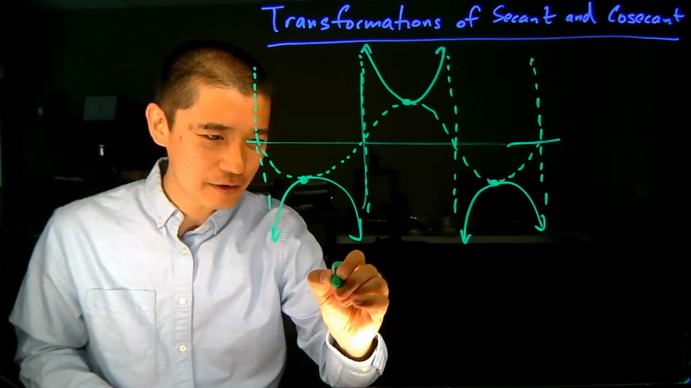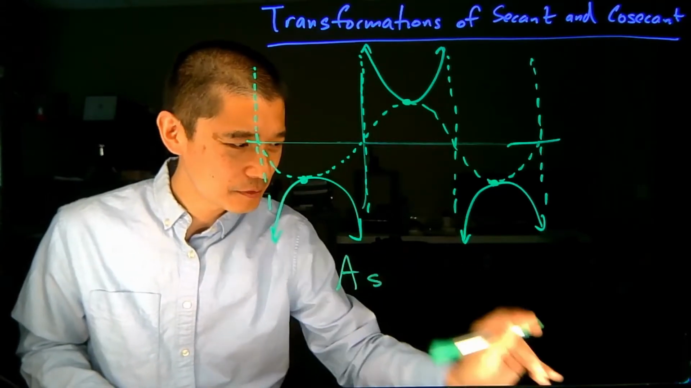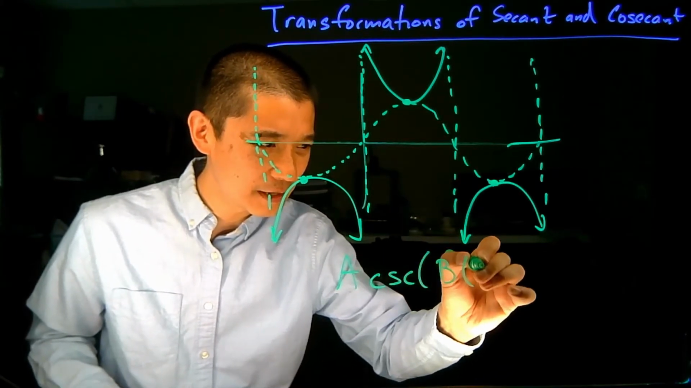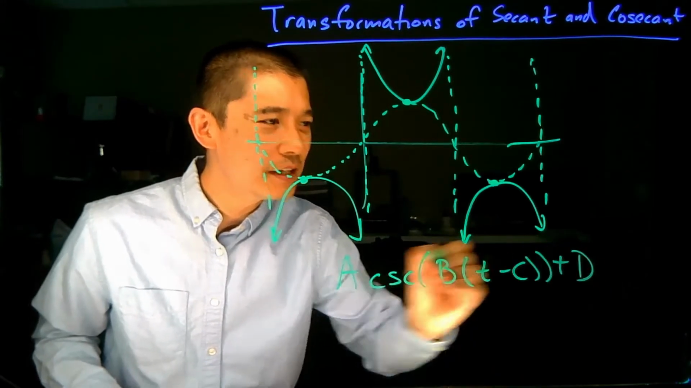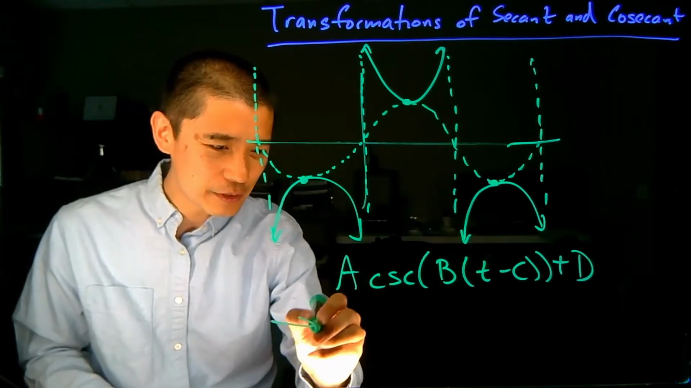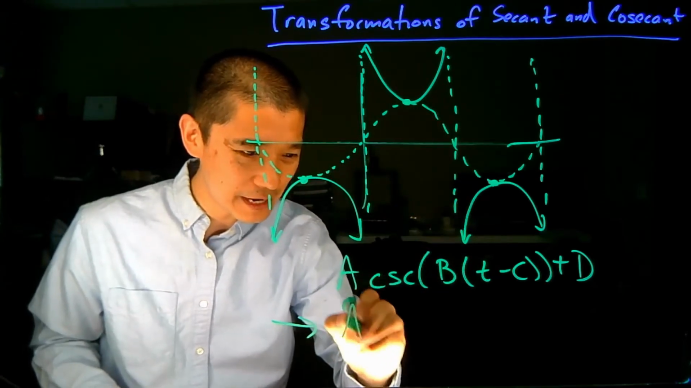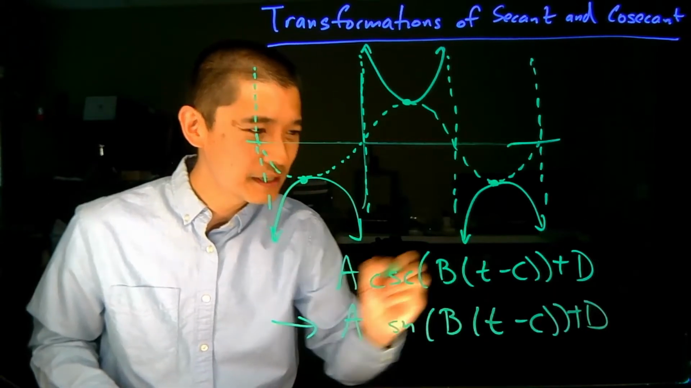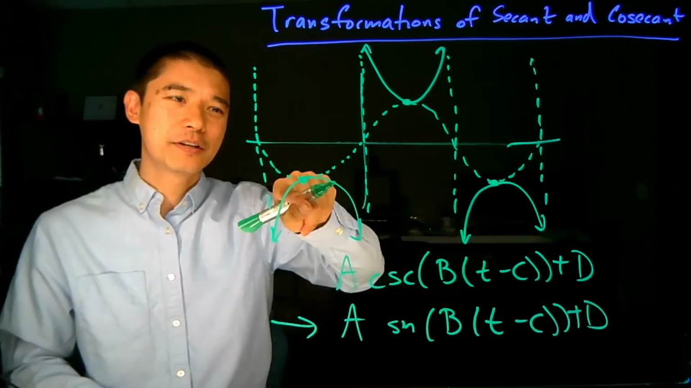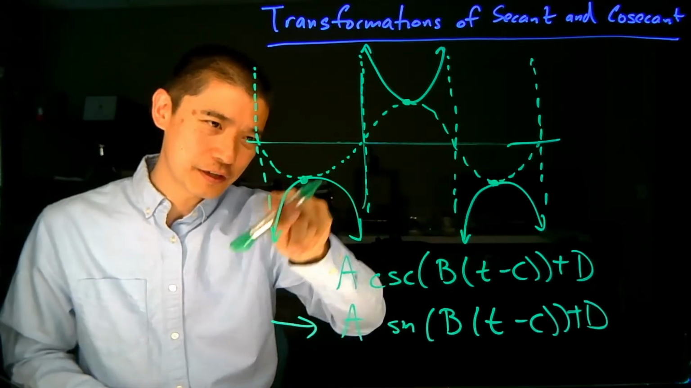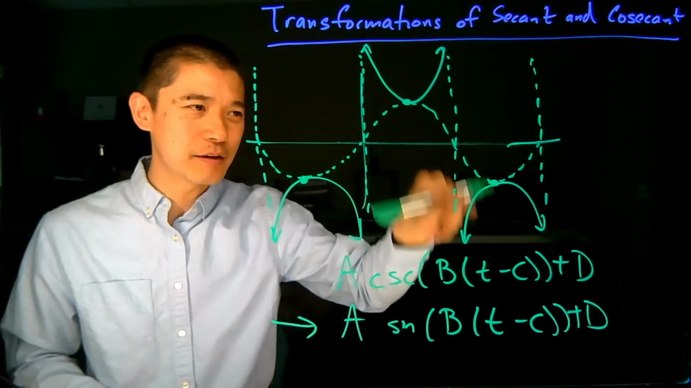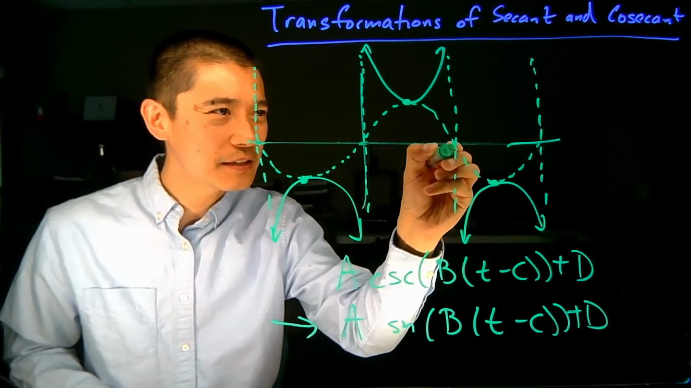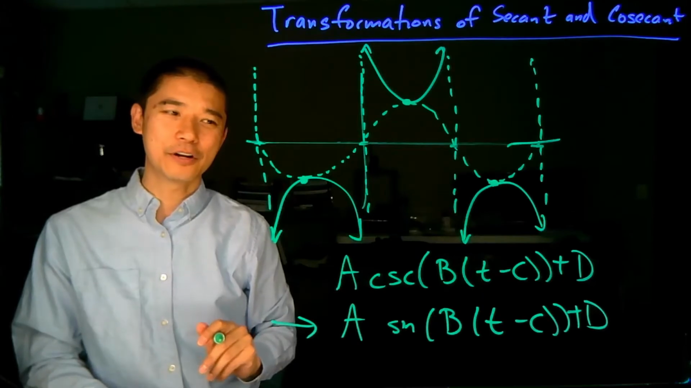So let's say you had the graph of a cosecant of b times t minus c plus d. If you wanted to graph this, you would first sketch out the graph of a sine of b t minus c plus d, and then grab the min and max values of this function, and then graph these U-shaped things above and below, and make sure you graph your vertical asymptotes through where this crosses the midline of your sine function.